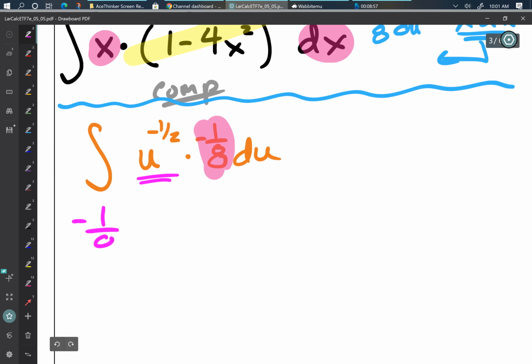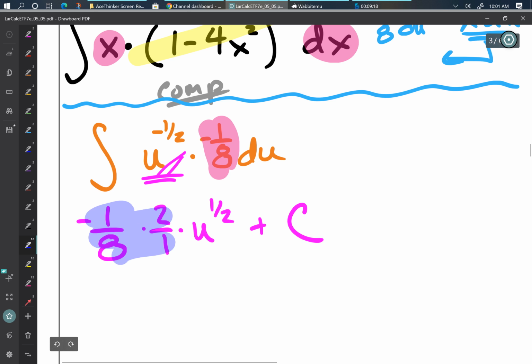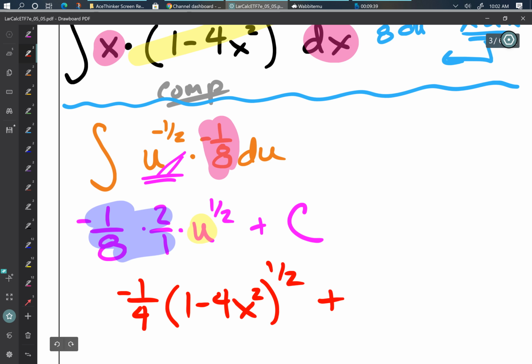It's going to have that negative 1/8 coefficient, because that's just going to drag along through this. The antiderivative of u to the negative 1/2 is going to be, let's see, add 1 to the exponent gives me 1/2, so that's going to be 2 over 1 times u to the 1/2, and of course plus c. Now, two things are wrong with this. I need to clean this up, and I can't have u's in my final answer because my indefinite integral was handed to me with the variable being x. So I'm going to clean that up and do a back substitution in one step. That's going to give me negative 1/4 times the quantity 1 minus 4x squared to the 1/2, and of course plus c.